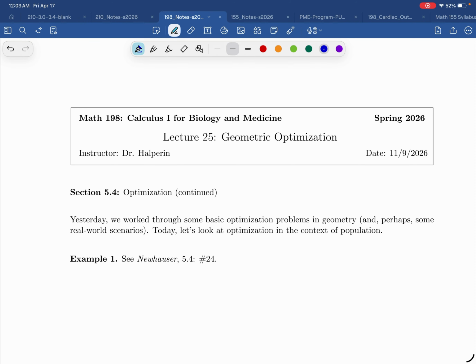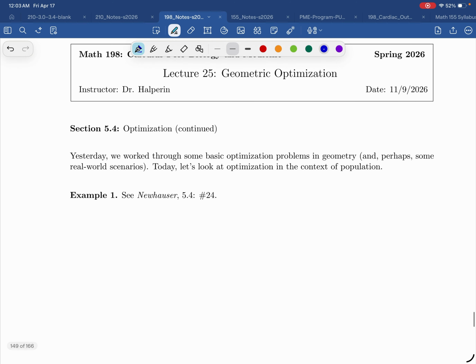Let's continue with optimization in section 5.4. Pause the video and take a look at Neuhauser 5.4 number 24. It gets into some basic stuff about alleles and genetics. They mention probabilities and such.